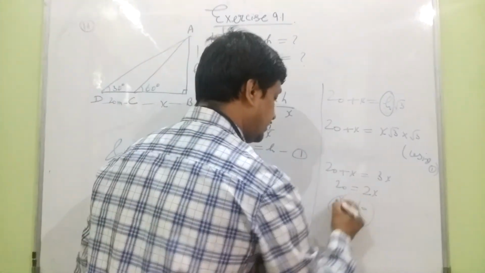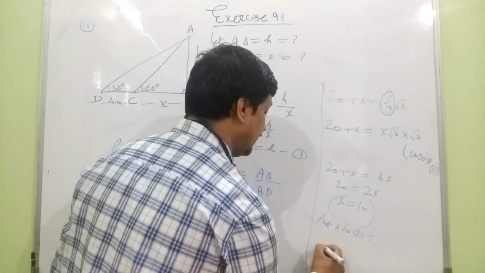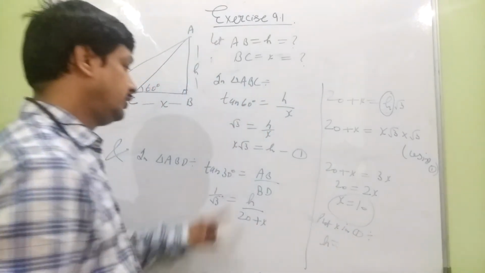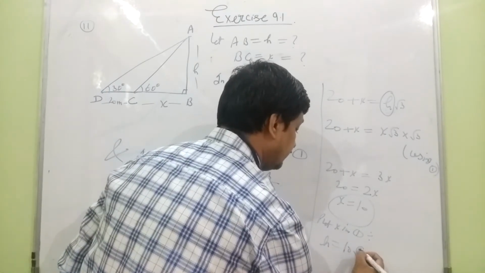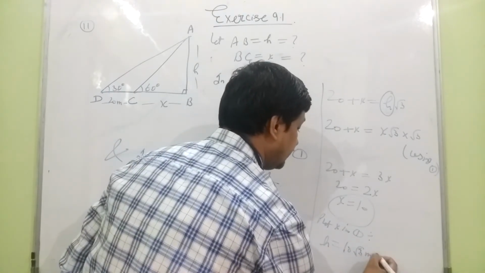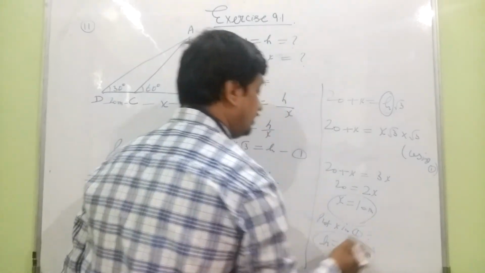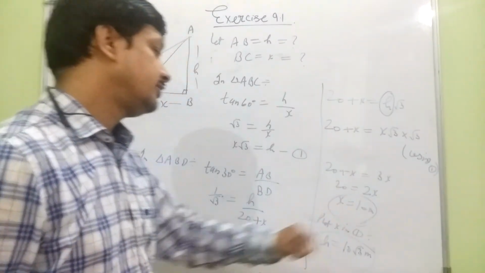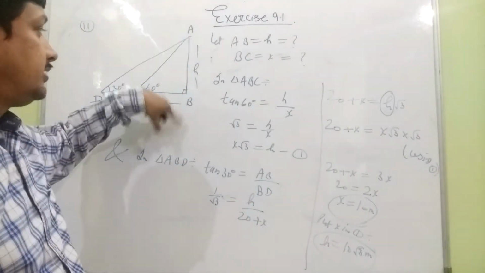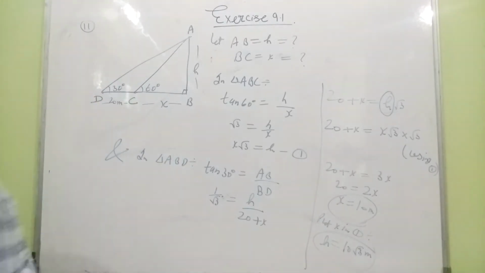X is 10. Put X in equation number 1. You will get H equal to X root 3, that is 10 root 3 meter. So we now have two answers. Width of the canal is 10 meter and height of the tower is 10 root 3 meter. So you can just note this down.